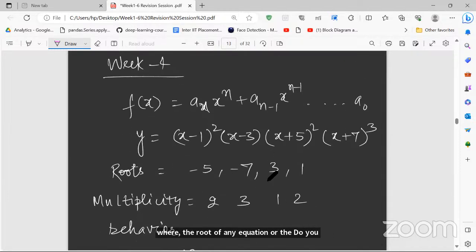Now we'll come to the 4th week. In the 4th week, one most important concept is how do you know the nature of the polynomial? If you have been given the polynomial, are you able to plot that? Are you able to know the features of that plot? If you are able to know that, it is well and good, you'll be able to solve the 4th week concept. So let's take a break of 2 minutes and then we'll start again.